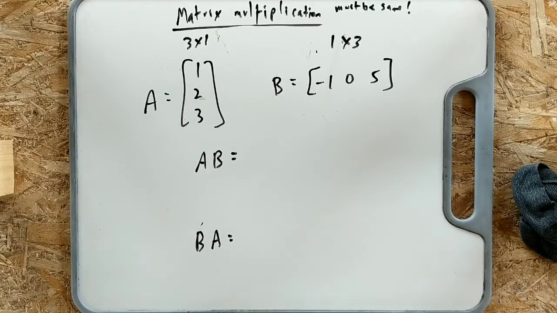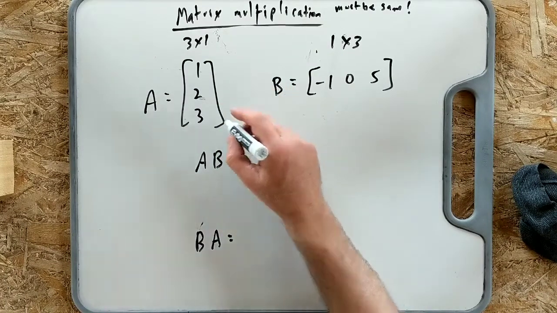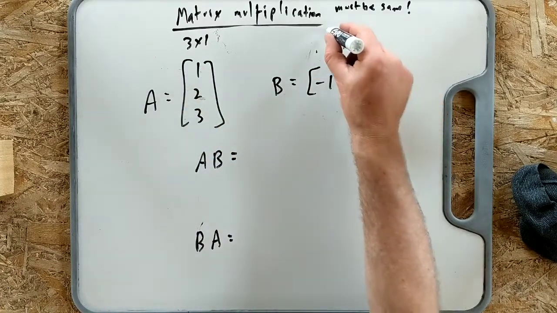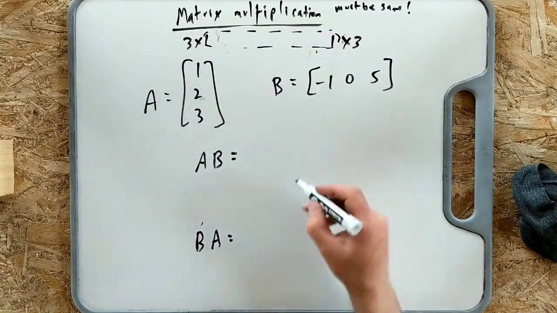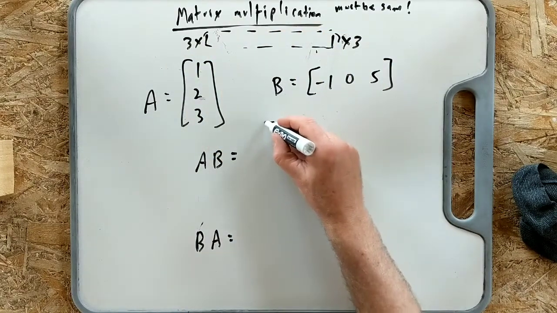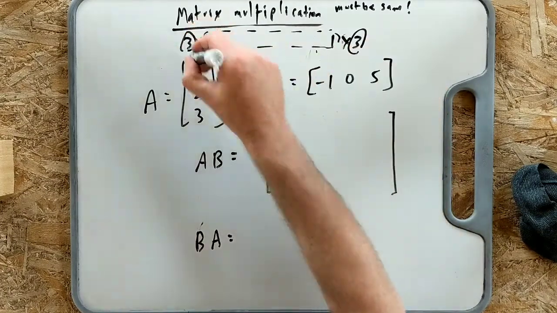Pause the video and do those for a moment. Okay, if you're back, we're going to go through those now. A times B, first of all, that is a 3 by 1 by 1 by 3. Notice that these are the same, so that means we can do the multiplication. And the result will be a 3 by 3. So I'm just going to write a big 3 by 3 up here. That's going to be my result.